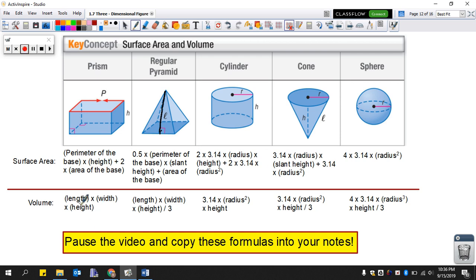Volume, you've seen the volume of a lot of these, and I'm not going to read over every single one. We're going to do several examples. I don't want this video to get too long.